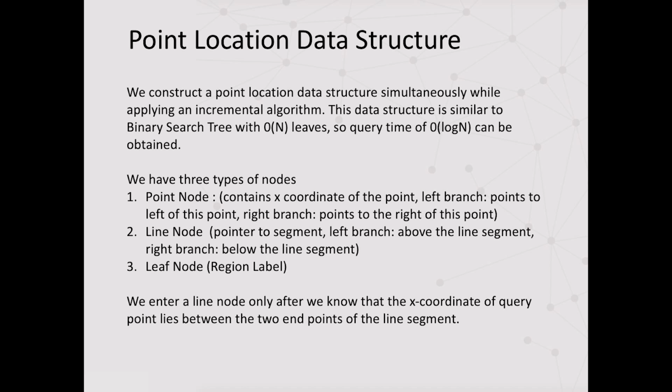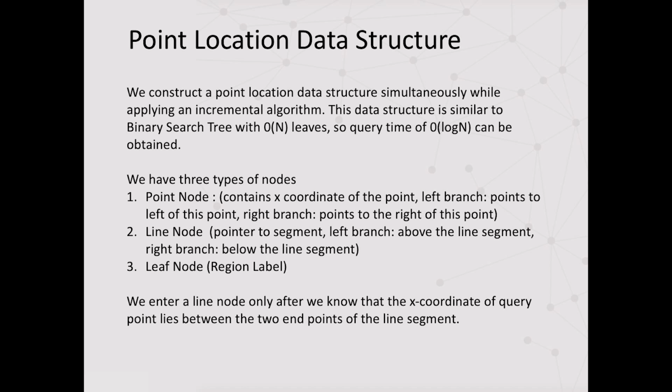A line node, you can think of it as a pointer to a line segment. Basically it represents a line segment, and the left child can be anything that lies above it, and the right child can be anything that lies below it. This will be made clear by the example that I am going to show in the next slide. And a leaf node is a region, because we are basically trying to search for a region in this data structure. After we reach a region, we are no longer going to proceed further. So every leaf node will be a region.